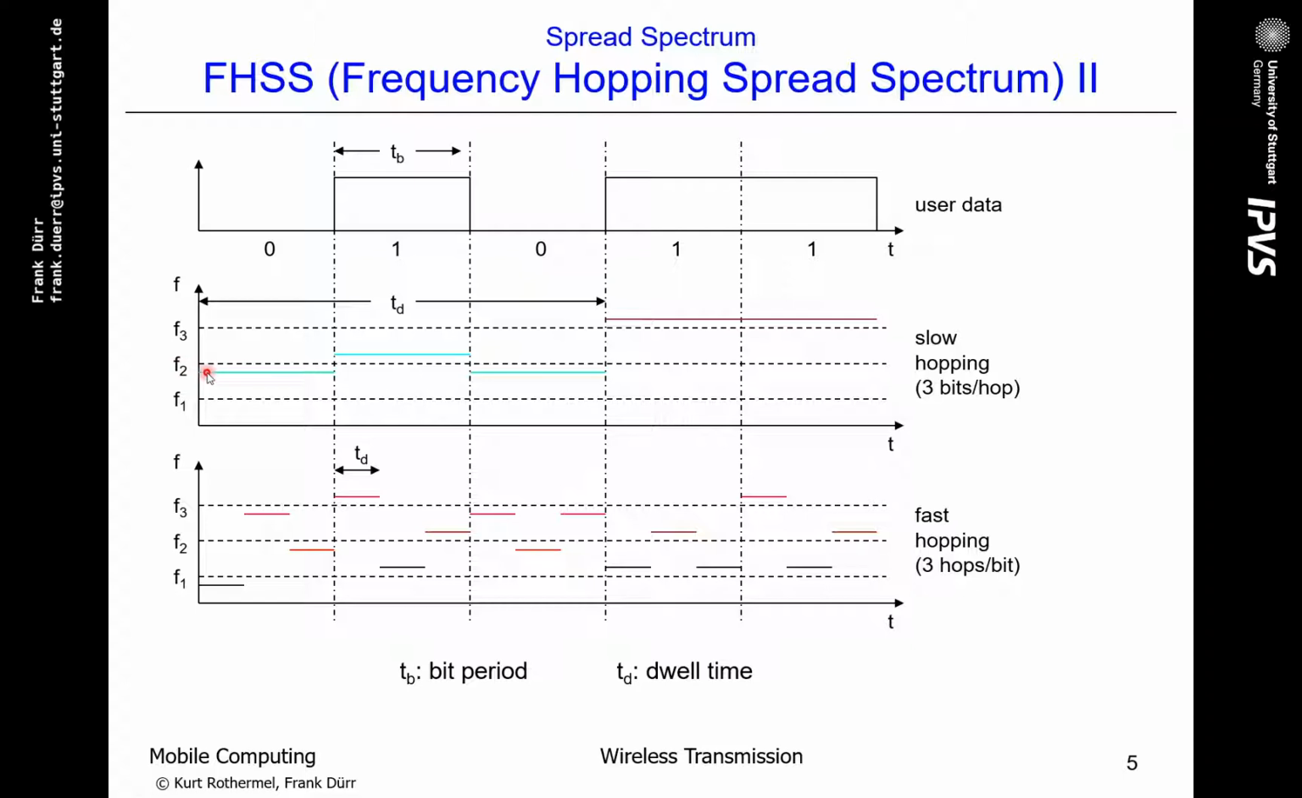Then we first transmit a 0 bit, then a 1 bit, and then a 0 bit. So this is just a symbolic representation. If the colored line here is below the dashed line, we're transmitting a 0. If the colored line is above the dashed line, we are transmitting a 1. Of course, in practice, we would have to see what kind of modulation we use here. But it's just a symbolic representation.